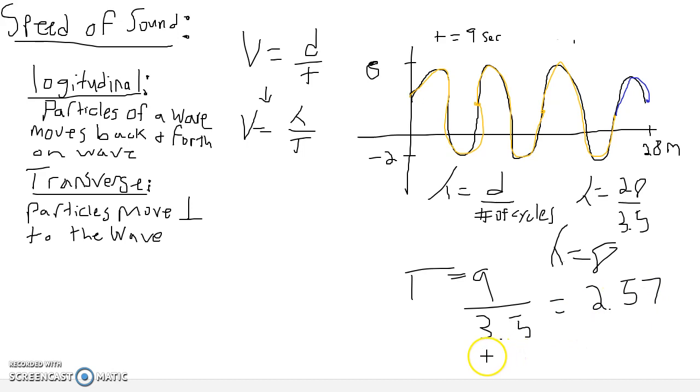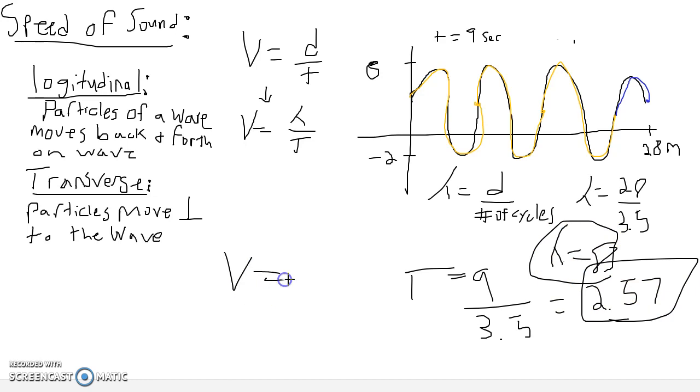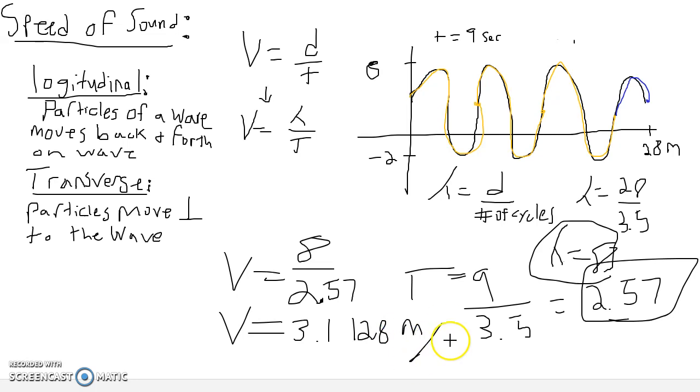Alright, so to determine the speed of this wave, we take the wavelength, which is 8, and divide it over the period, which is 2.57. So velocity of the wave is equal to 8 over 2.57, which is 3.1128 meters per second. And that's it.